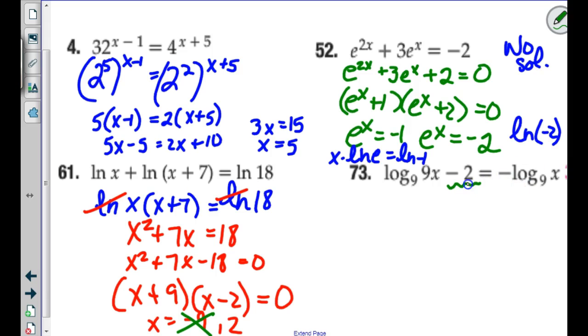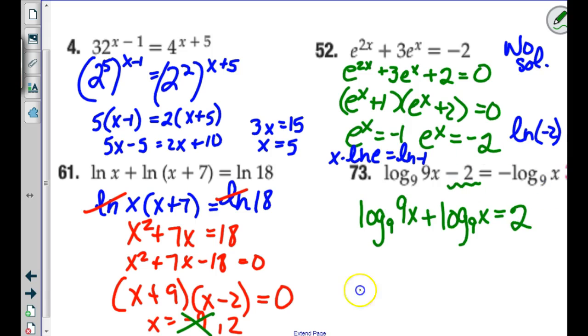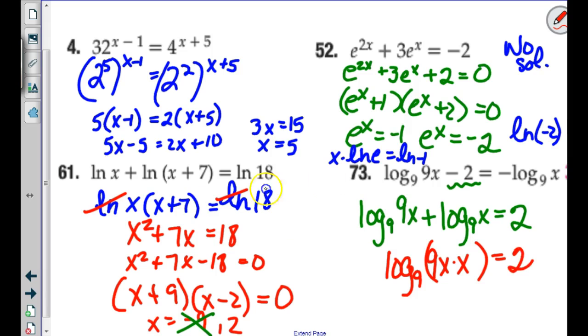Now, I don't think I would give it to you quite in this form, but if we move things around here, add this one over here, add the 2 over to the other side. Everybody okay that I just moved some things around? I can't undo log, so I'm going to have to do something to get rid of it. But first, let's combine these. This would be log base 9 of 9x times x, or 9x squared. Now what?